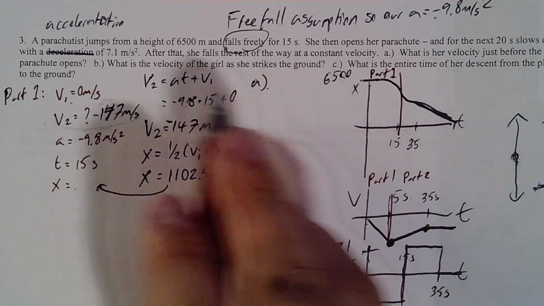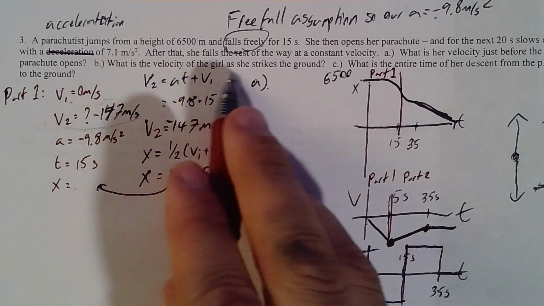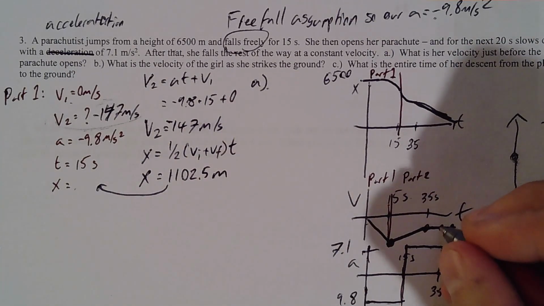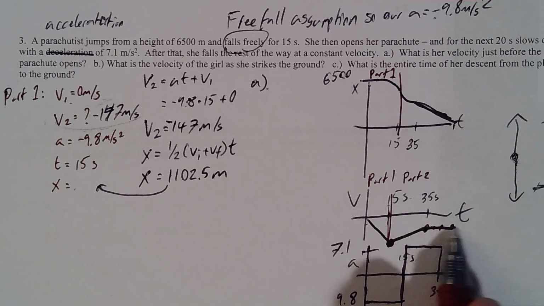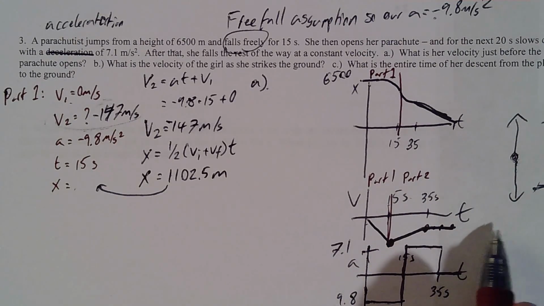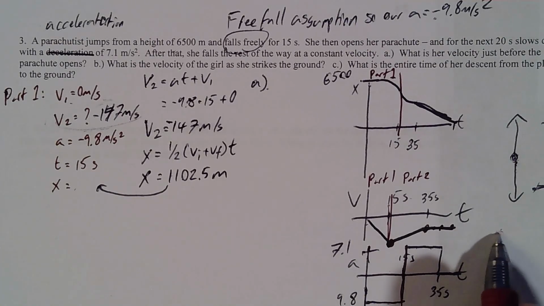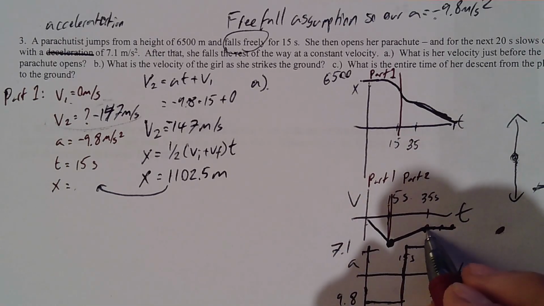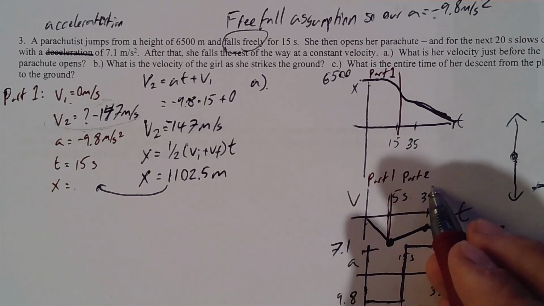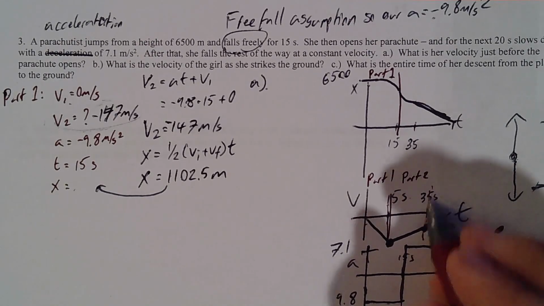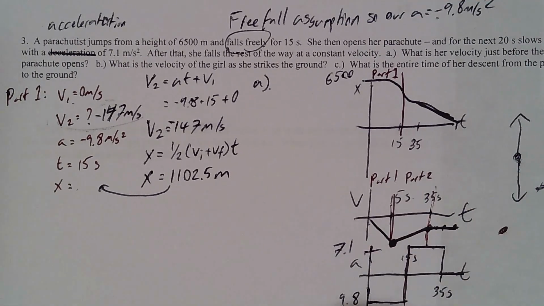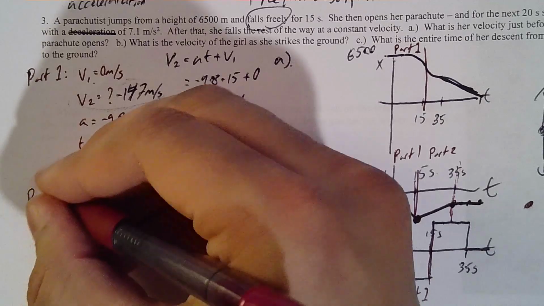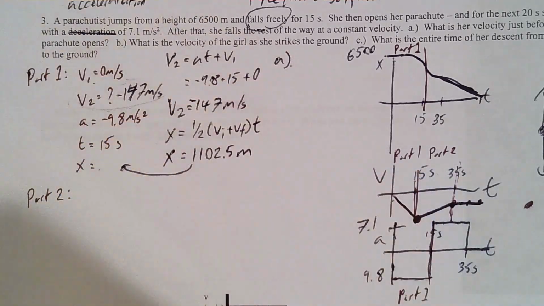Note that the next part of the question asks, what is the velocity of the girl as she strikes the ground? That's the velocity right here, any point along this constant line. We could do the end point when she actually hits the ground, way over here, or we could find it right here at the end of part 2 when she's starting to go at that constant velocity. So let's just do that one. That sounds easier to me. Part 2 then.